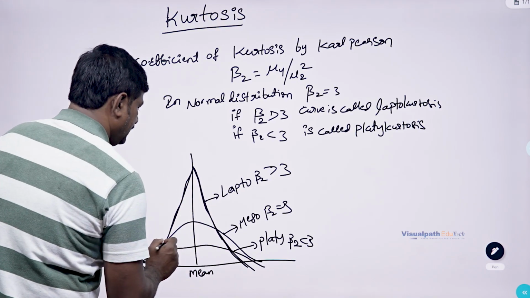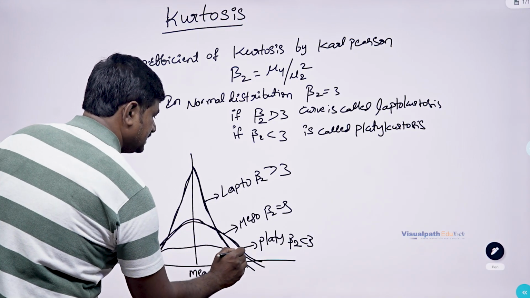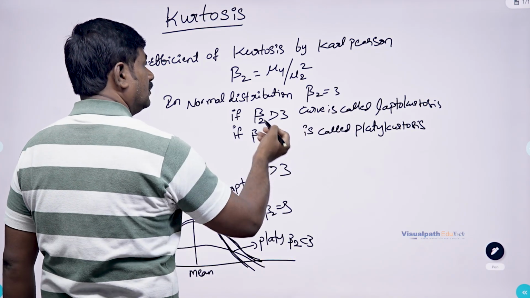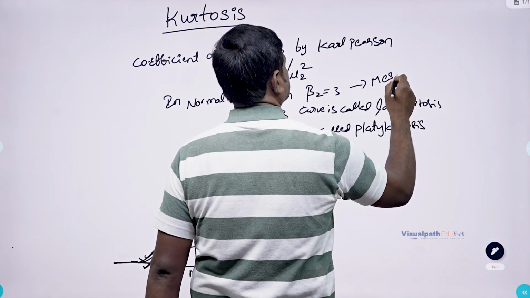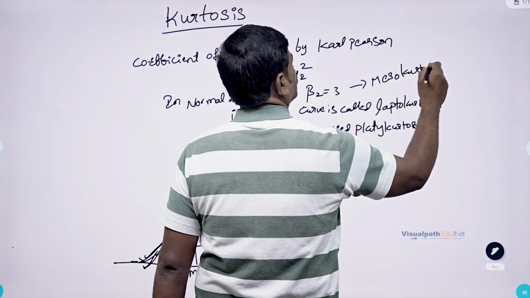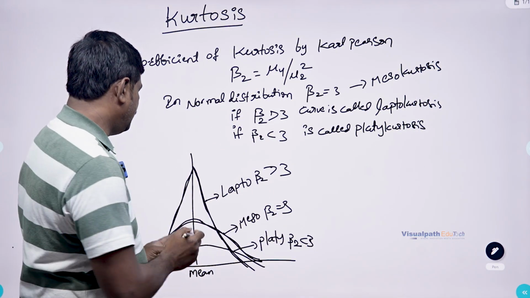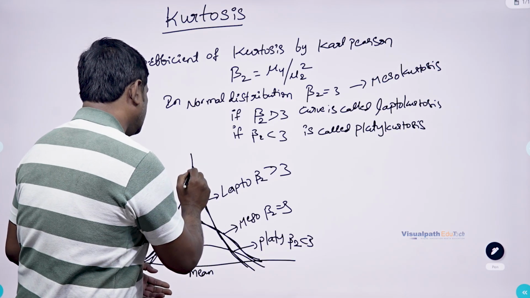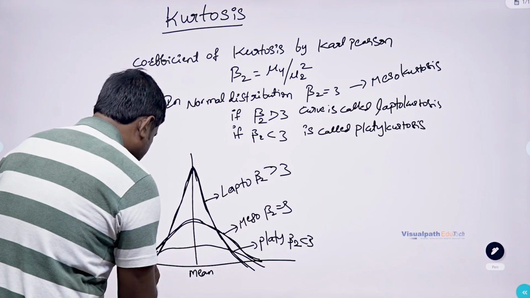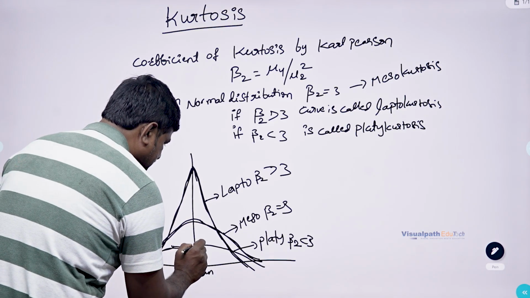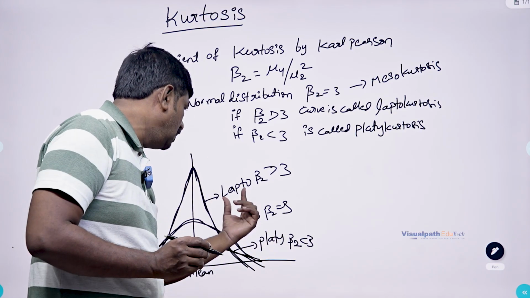Then when it follows the normal distribution, it is called mesokurtosis. So when it is following the normal distribution, it is called mesokurtosis, and when the curve has peakedness, it is called leptokurtosis, and when the curve is almost flat along the x-axis, it is called platykurtosis. So here: platy, meso, lepto.